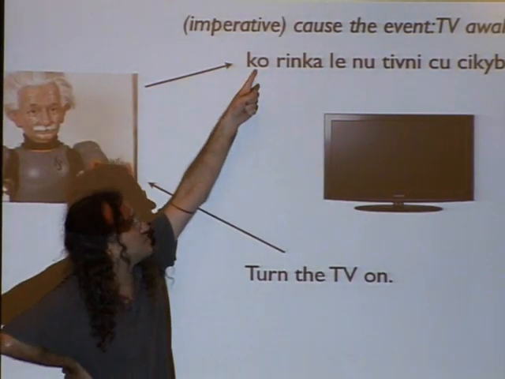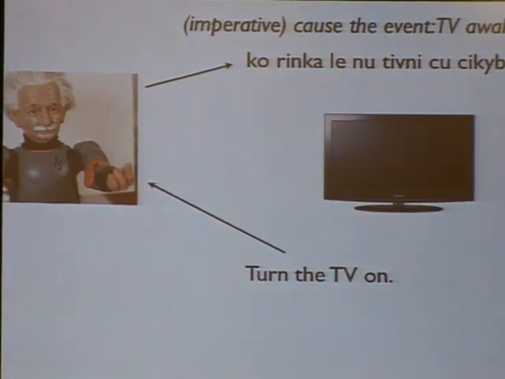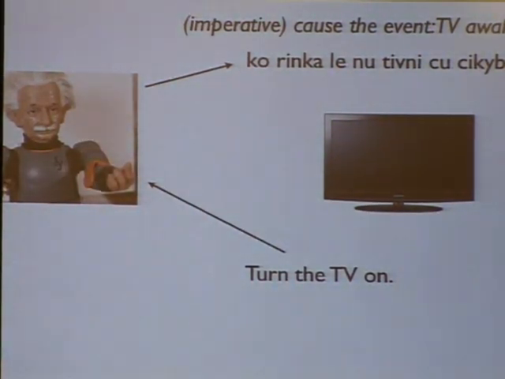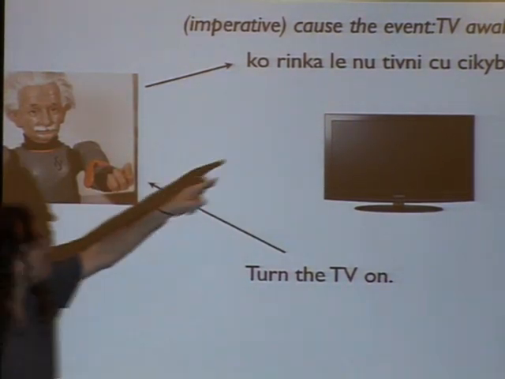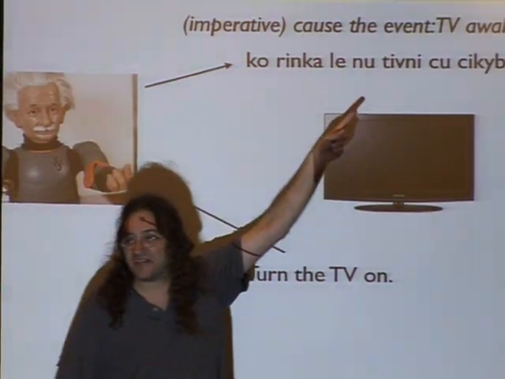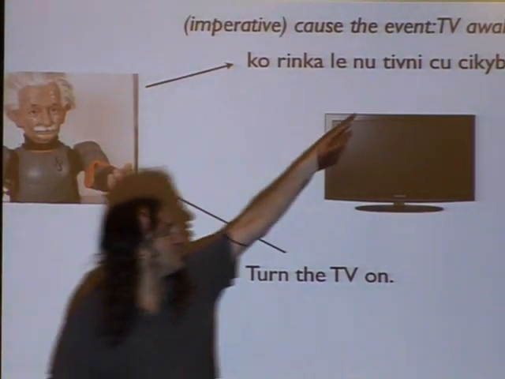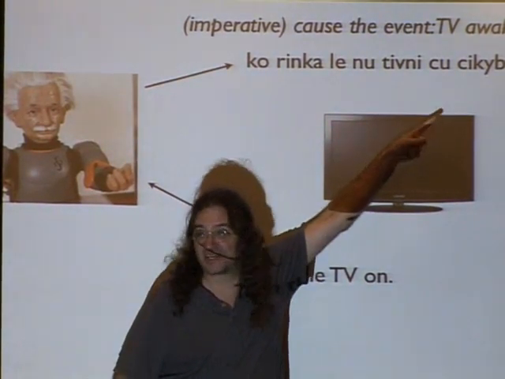So, ko is an imperative. You put ko before, it's a command, right? So that's very simple. That's imperative, and then rinka is cause, and there are 4 words for cause. This is a material causation. They divide it according to the Aristotelian categories of causality. So you materially cause. "Nu" means the event. So we're saying imperative, you materially cause the event of the TV awakening.